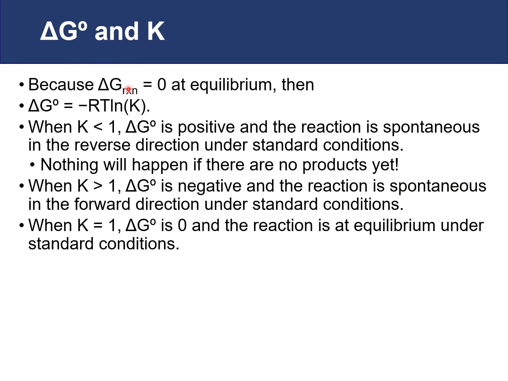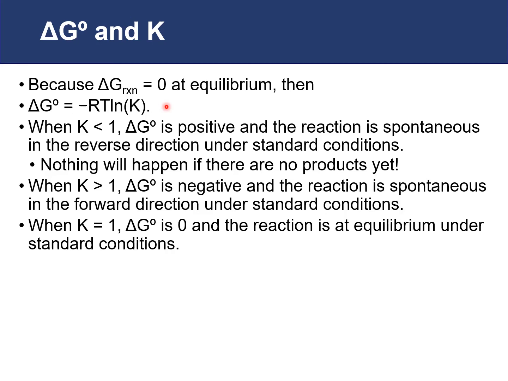Because our Gibbs free energy of reaction without the superscript naught is equal to 0 at equilibrium, as we had said, the delta G naught is equal to minus RT ln K. We can now look at our K values and our delta G values and see whether that tells us something about the spontaneity of a particular direction of the reaction.